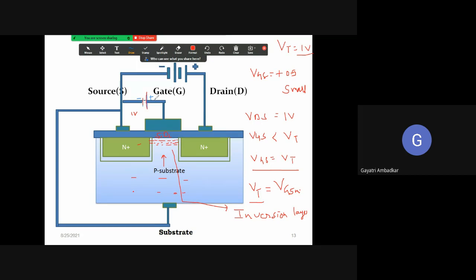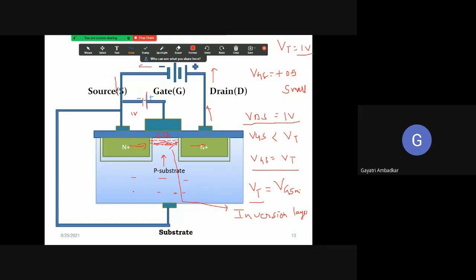So when you apply VGS at least equal to VT, such a layer is established. And now when you provide VDS, suppose you made VDS equal to 1 volt, now what will happen? The current will start to flow, because this source is negative, it is pushing, this drain is positive, it is attracting, so these electrons will flow. When this layer is established, the resistance of this path has lowered, and these electrons are now able to flow from source to drain, and then the current is established.